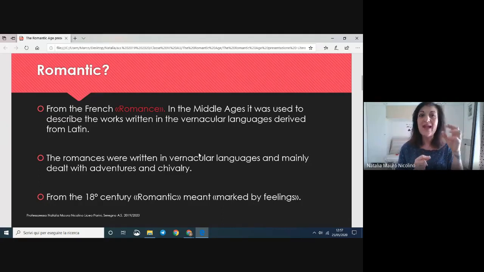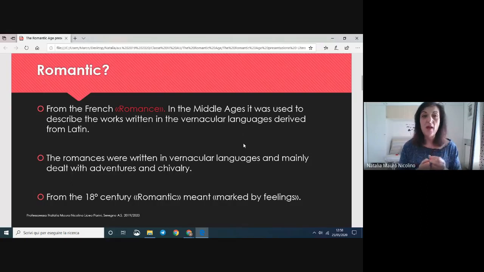Let's focus on the etymology of the word, so from the origins of the word romantic. The first thing that we can say is that the word romantic comes from the French, from the French word romance. This French word romance was used in the Middle Ages. The Middle Ages is what we call Medioevo. Middle, capital letter, Ages, but two different words.